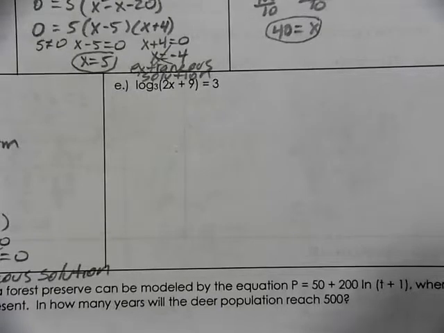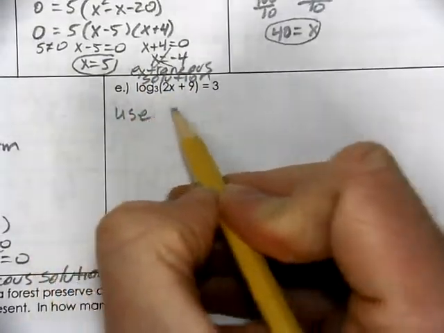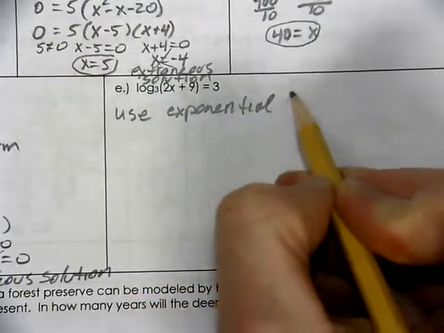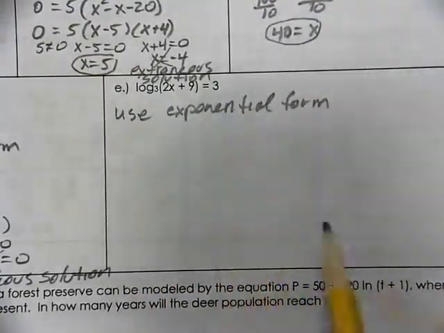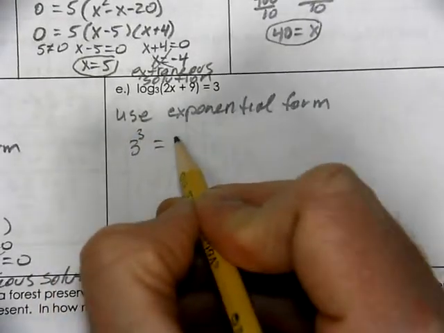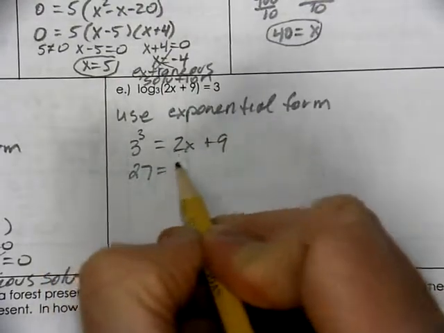Okay, looking at letter E. Letter E is not any trickier. It does not have two logarithms, so we're going to go right to use exponential form, because we know what the logarithm equals. 3 cubed equals 2x plus 9. Well, that's 27.